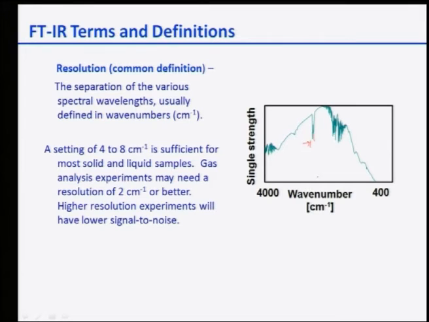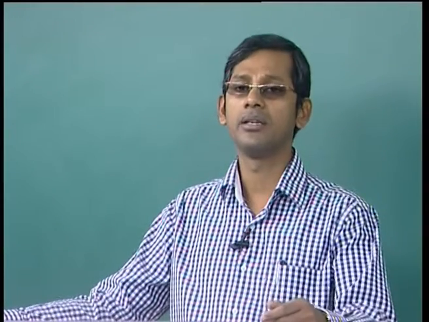It can be set up in an FTIR machine. A setting of 4 to 8 centimeter inverse is basically sufficient for most solids and liquids, but gases require higher resolutions. They need a resolution of 2 centimeter inverse or better. And it is well known that high resolution experiments will always have a lower signal to noise ratio. That means if you want a higher signal to noise ratio, you better do the experiments at lower resolutions and the signal will be better then.